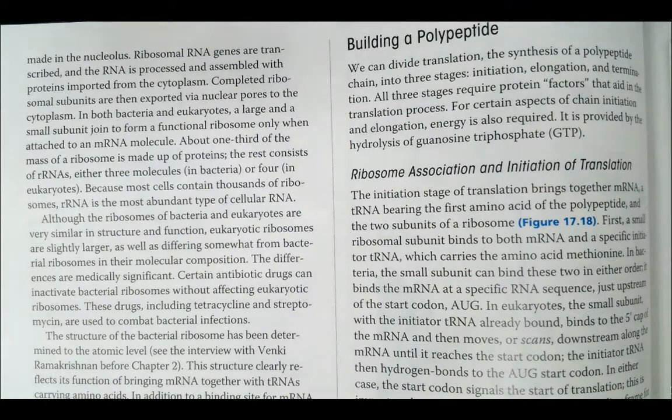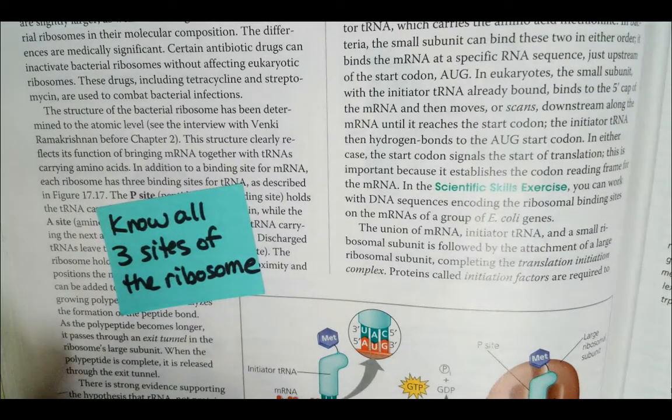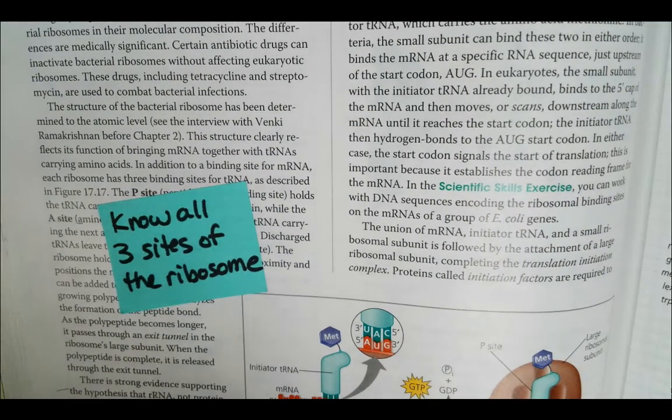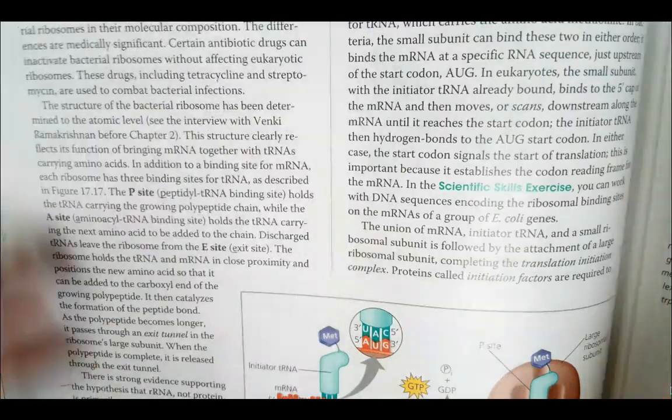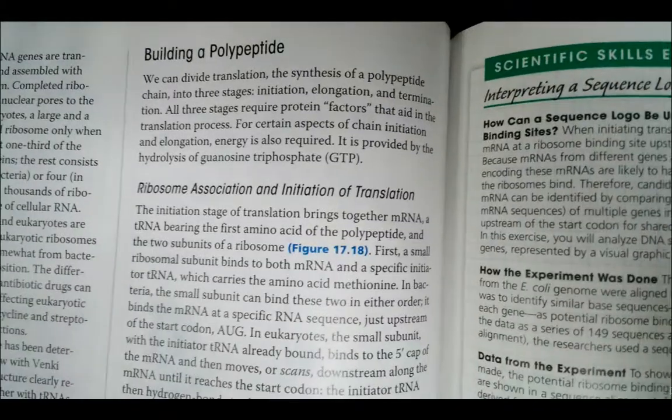Next, they start talking about the different locations as you saw in E, P, and A. You need to know all three of those sites, the E, P, and A locations of the ribosome. I will let you read through them. It's pretty straightforward. All right, how do we actually make that polypeptide?